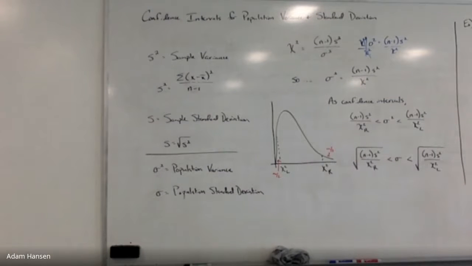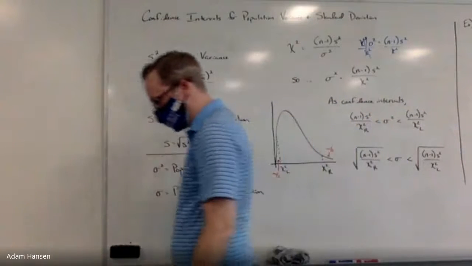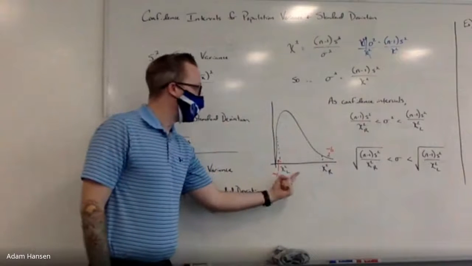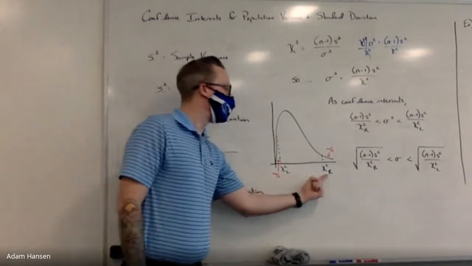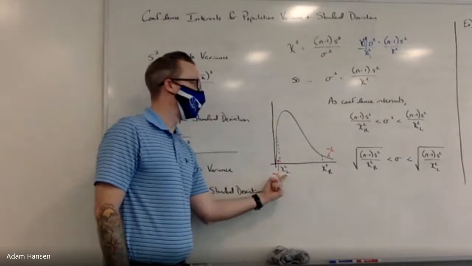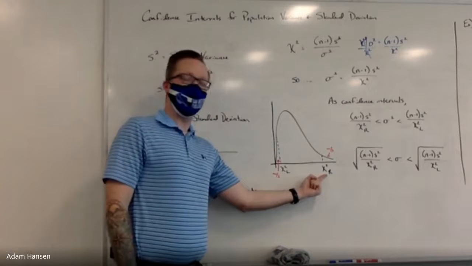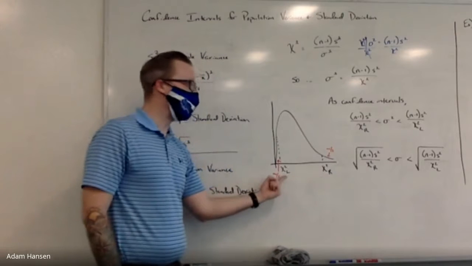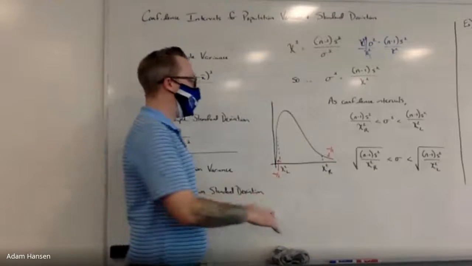So how are we going to do that? I have a chi-square distribution down below, defined by two different values, chi-square right and chi-square left. Why would this be chi-square right? Because it's on the right side, the right endpoint. Why would this be chi-square left? Obviously, it's on the left side.